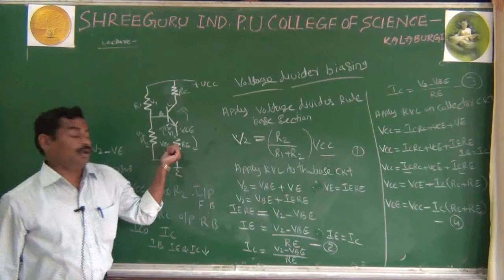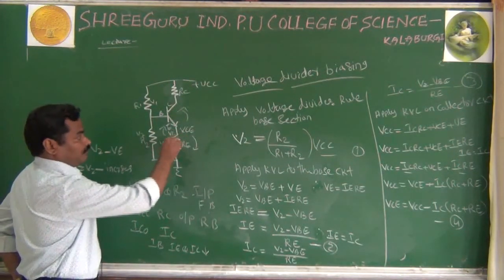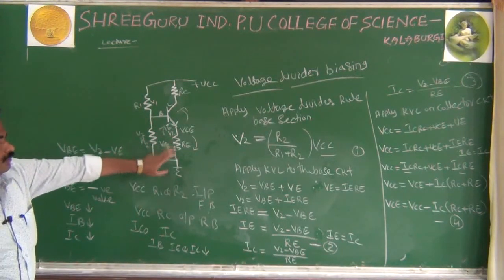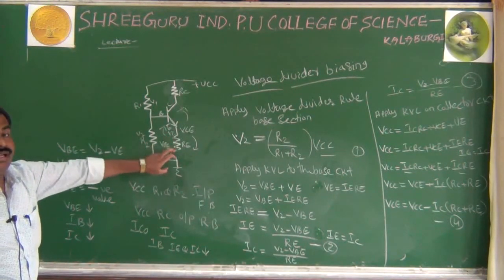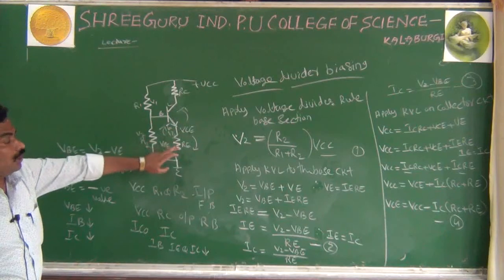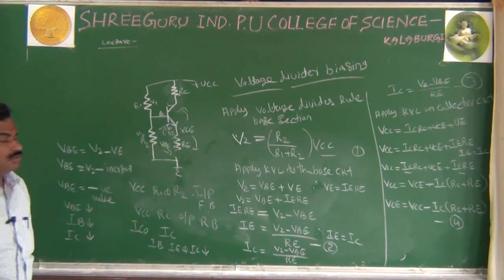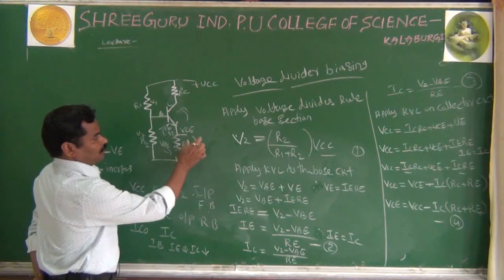Another last point about RE: one drawback of RE is there. What is the drawback? The RE also gives negative feedback, in the AC case as well. And how to avoid this? You can use one capacitor here.